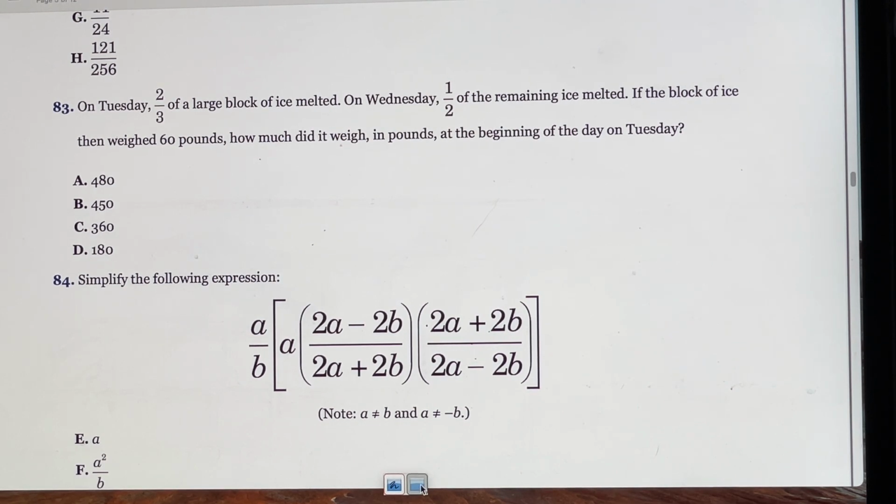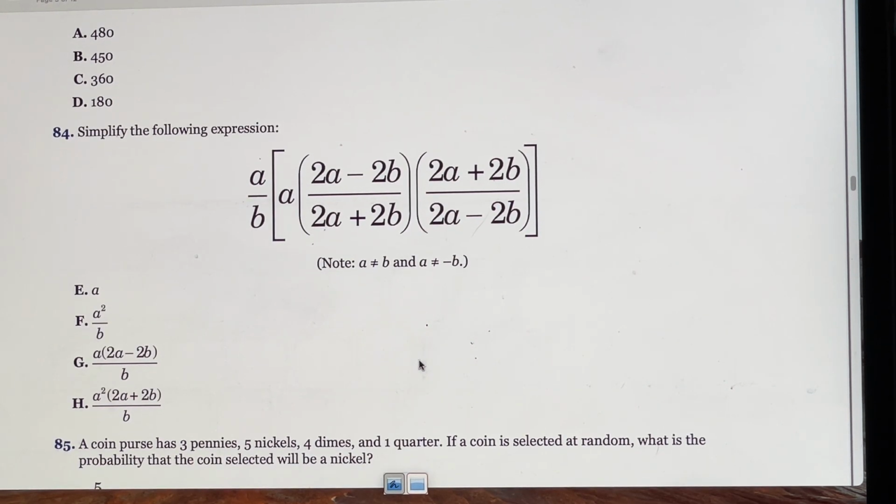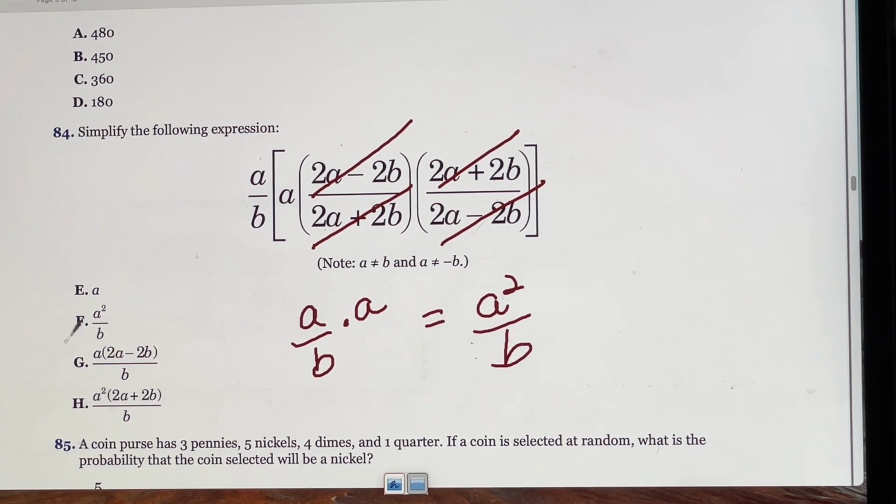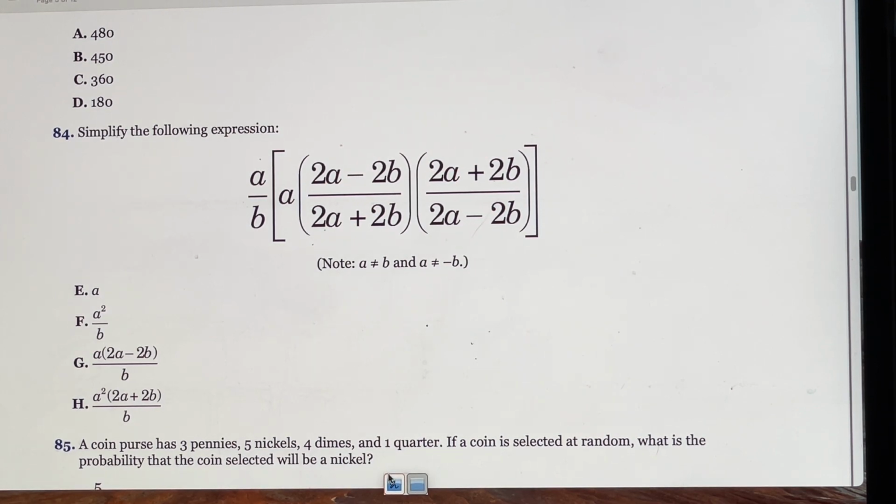84. 84 is just all simplifying. So they're asking us to simplify the expression. So we can simplify this, and this can go away. This and this can go away, right? So I'm left literally with A over B times A. So A squared over B. Final answer is F. I don't know what they wanted out of this question. That's 84.